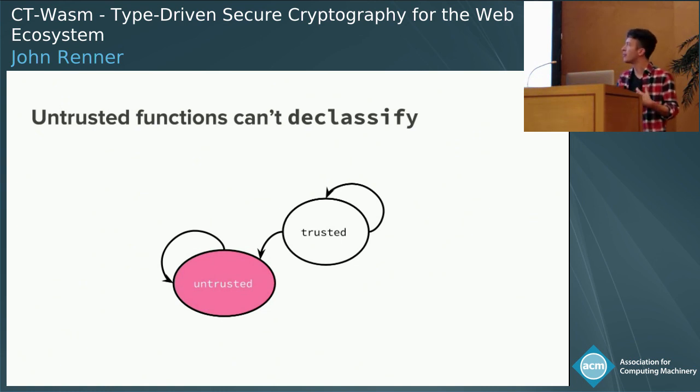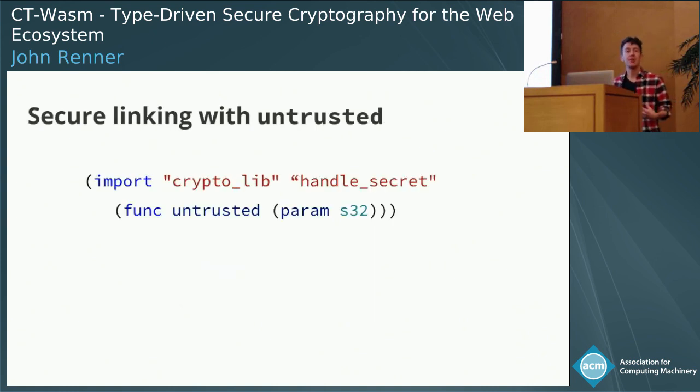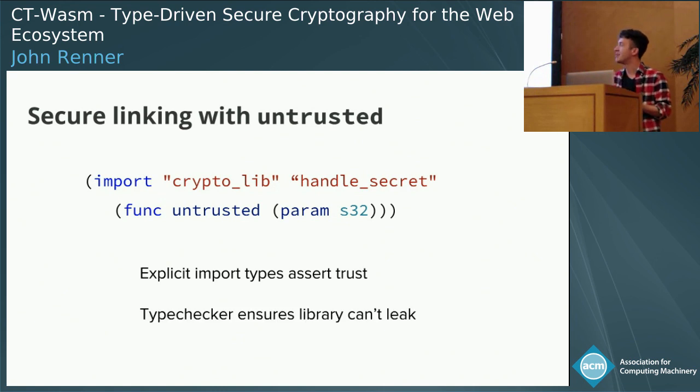So all of our proofs of safety and so on are going to be modulo being inside one of these untrusted functions. This has a cool side effect, though. WebAssembly requires us to assert the types when we import something. And so if I import an untrusted function from a library, I don't even have to look at it to know that it's not going to leak my secrets, which is really cool. Because we explicitly import it, the type checker will ensure that whatever this function does, it doesn't leak.